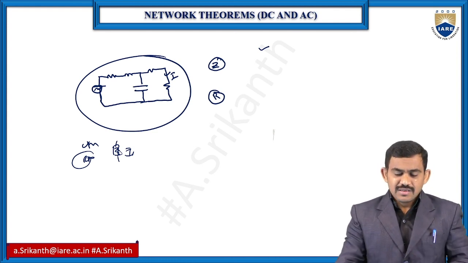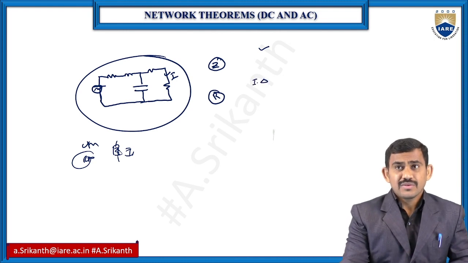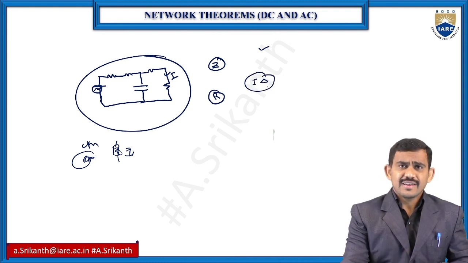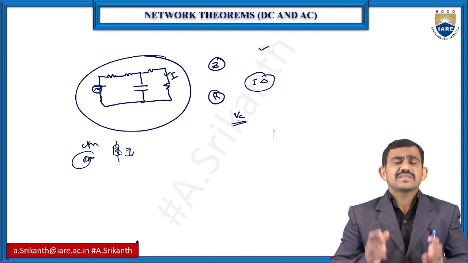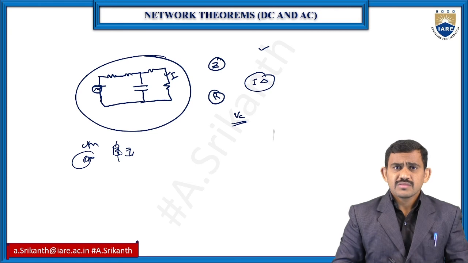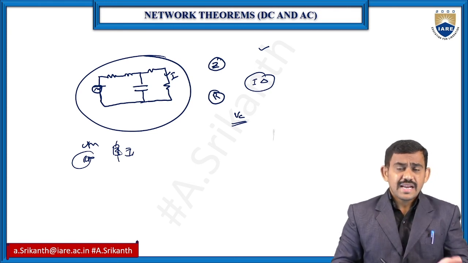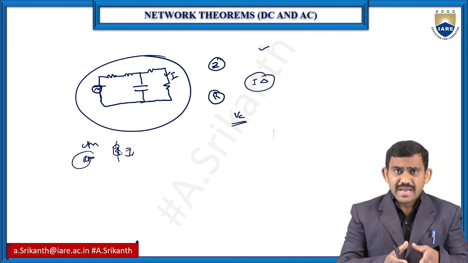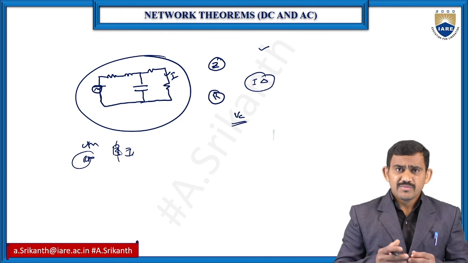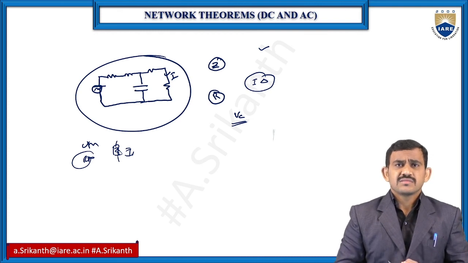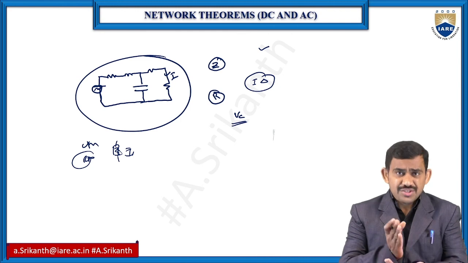Otherwise, for the compensation theorem, they want the I delta value, just find the I delta value. Otherwise they want the compensating voltage value, just find the compensating voltage. Okay. And for the maximum power transfer theorem, they want for a particular branch what is the power, just find out the particular branch power. Okay. So if you know the logic, you know which method I need to use.